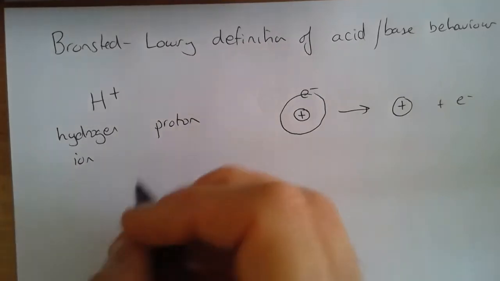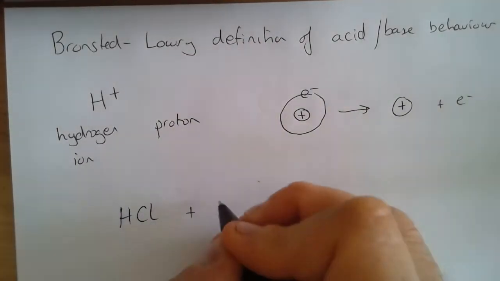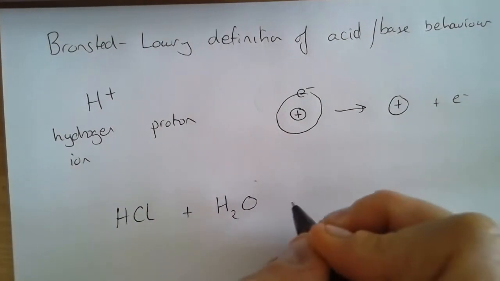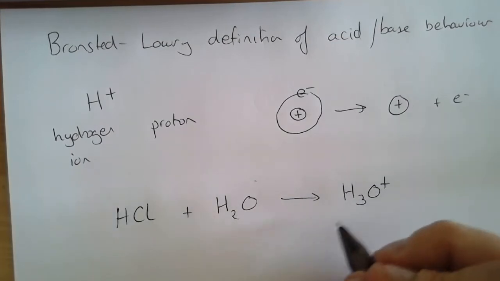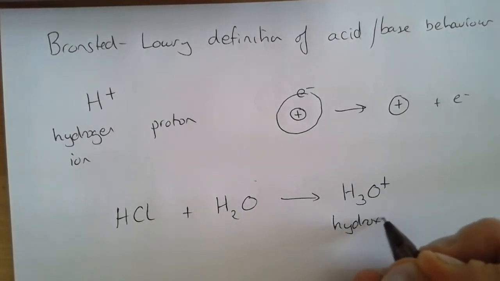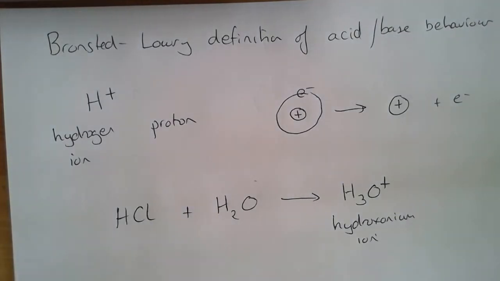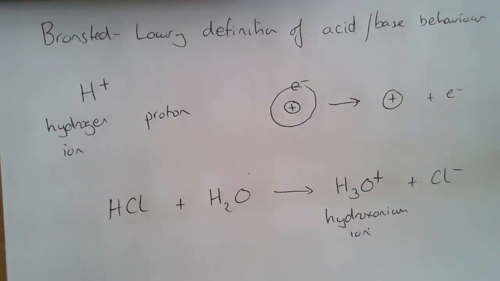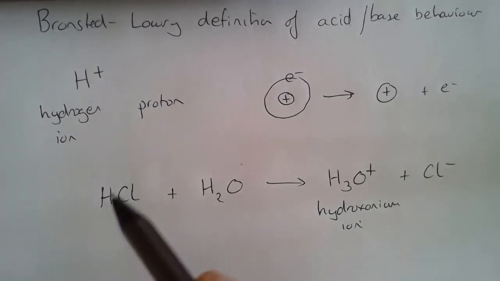So let's have a look at a straightforward example. So HCl gas, if HCl gas is dissolved in water, then we produce H3O plus, which is called a hydroxonium ion. So this is hydrochloric acid reacting with water, and it also produces a chloride ion. So this is a good way to have a look at how we can define acid bases.